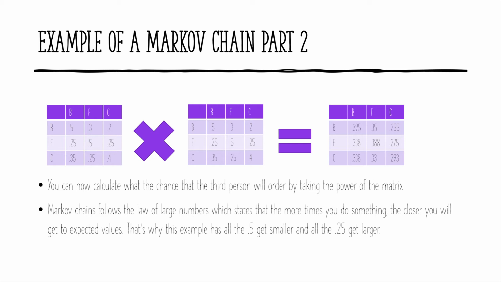Markov chains follow the law of large numbers, which states the more times you do something, the closer you get to expected value. That's why in this example, all the 50% chances get closer to what the other percents are, and all the low, small 0.25s get closer to the other ones also.